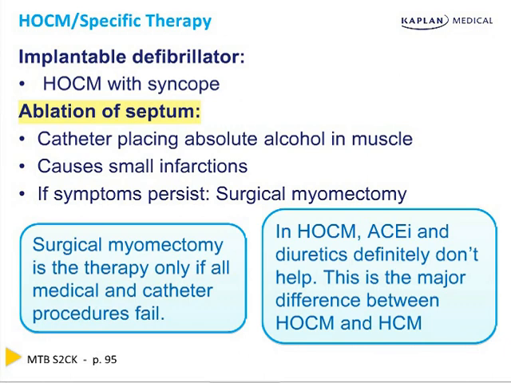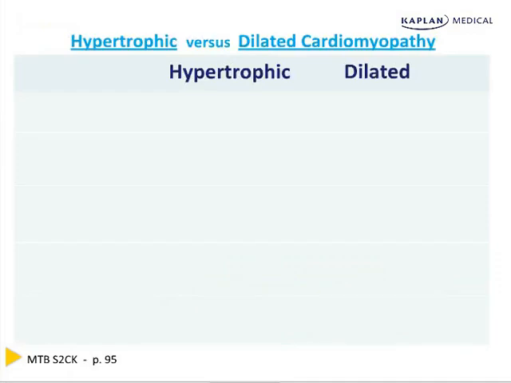You can't use in HOCM ACE inhibitors, ARBs, hydralazine, diuretics, digoxin; all of them are going to hurt the patient because all of them empty the heart, and an empty heart is worse than HOCM.